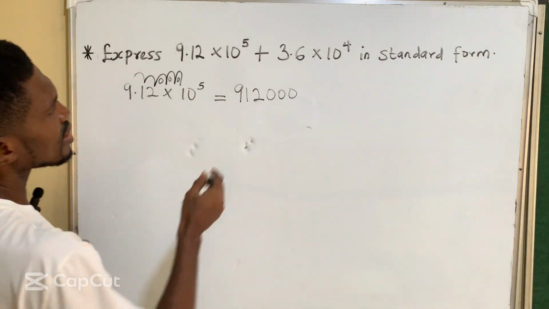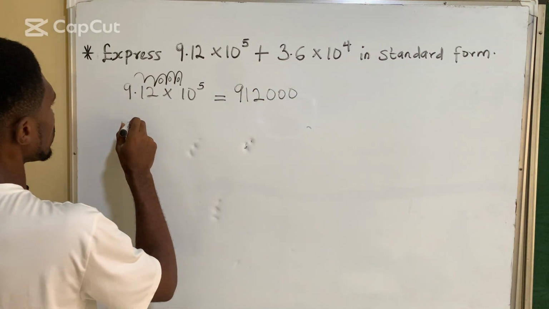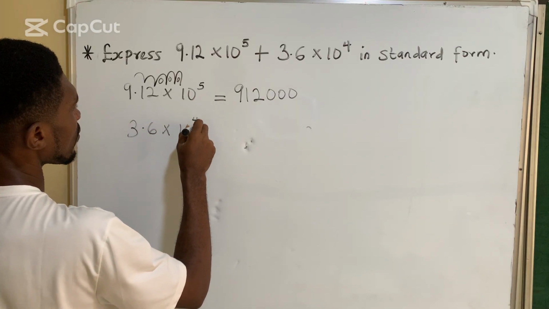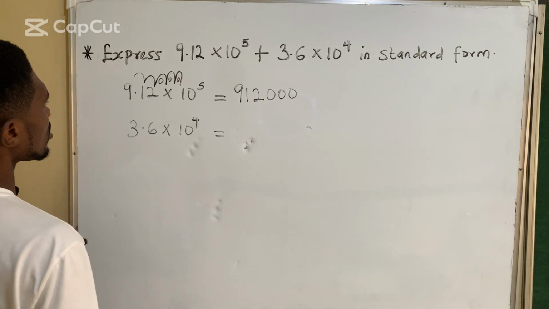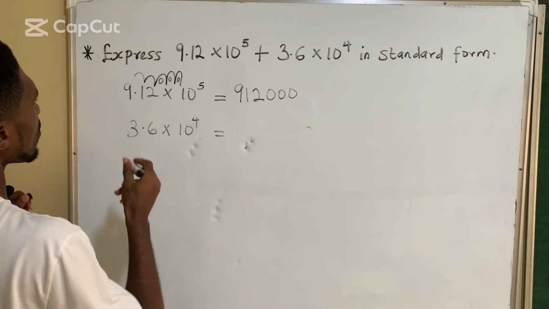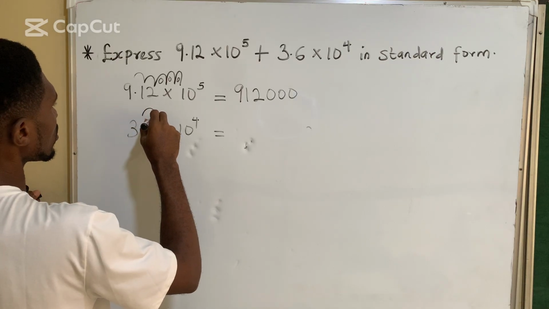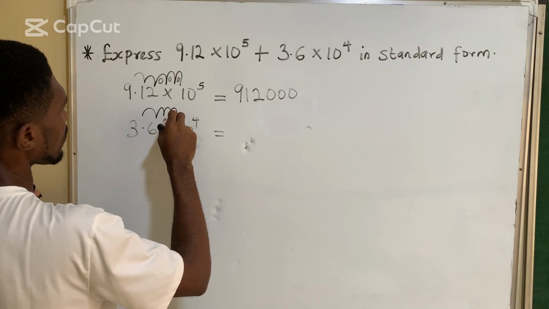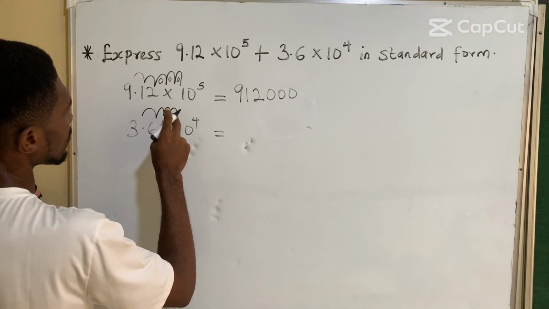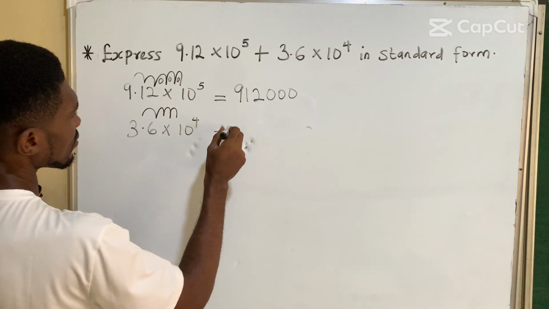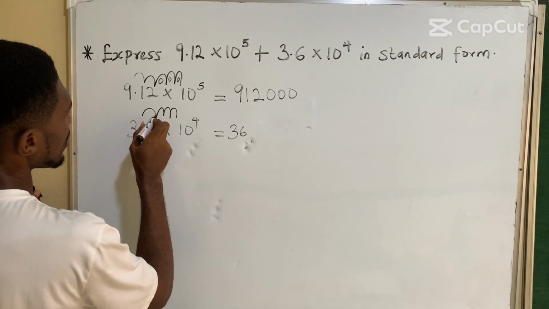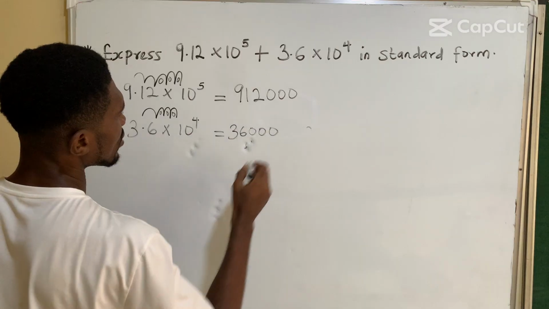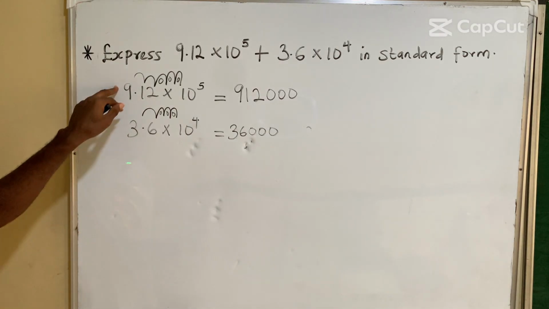The next one is 3.6 multiplied by 10 raised to the power 4. We'll do the same thing again. We move from here, 1, remaining 3, right? 2, 3, 4. So we move 4 places, so that we'll have 36, and the remaining 0, 0, 0. Now we have solved these two parts.